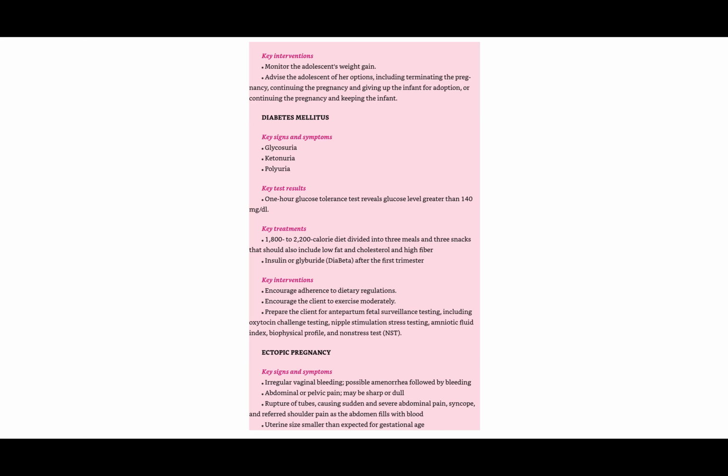Ectopic pregnancies. They can have irregular vaginal bleeding, abdominal or pelvic pain. It can be sharp, it can be dull. Things that can happen: rupture of the tubes, sudden severe abdominal pain. They can pass out. The uterus size being smaller than expected for gestational age is a risk, showing that there's a possibility that this baby is not in the uterus, that it's in the tube.